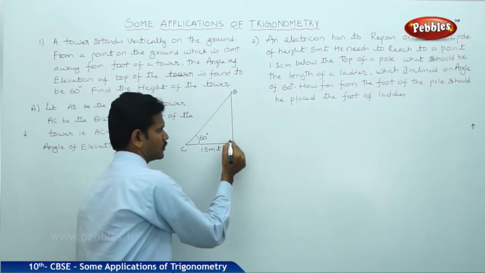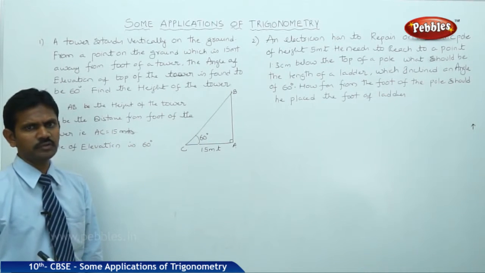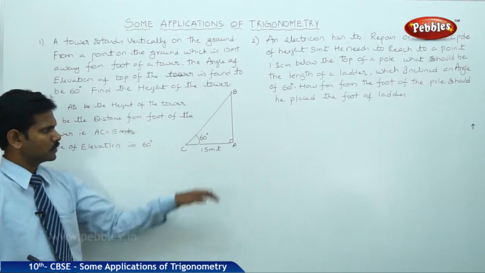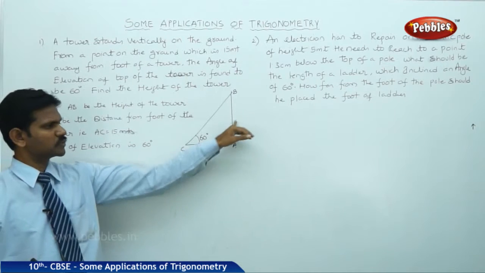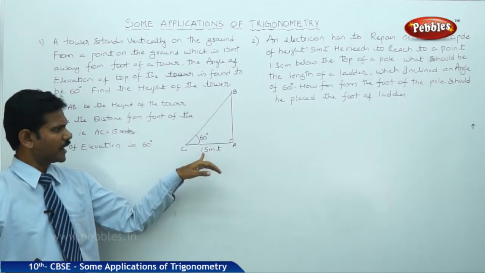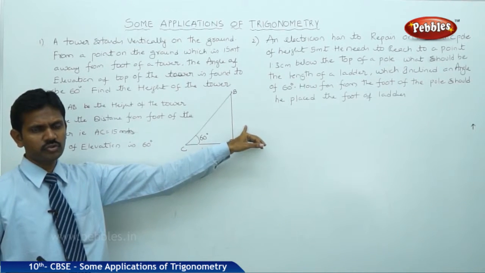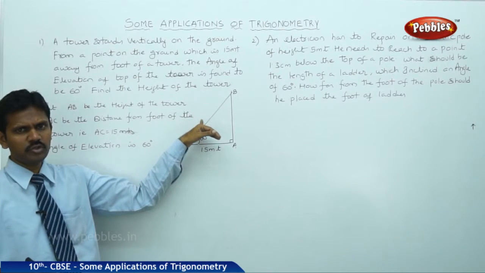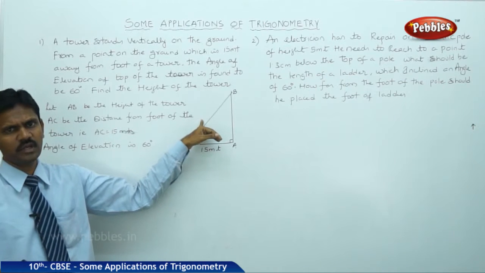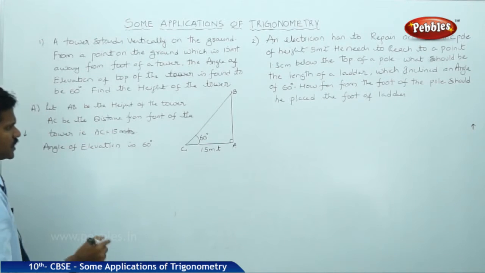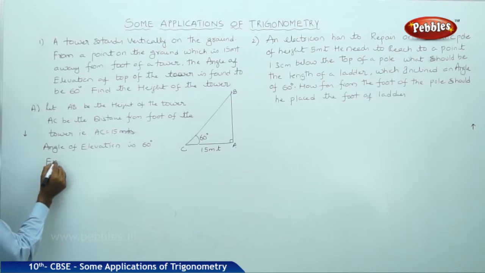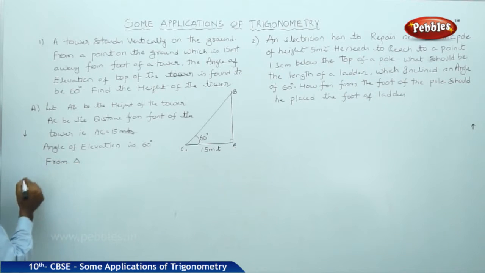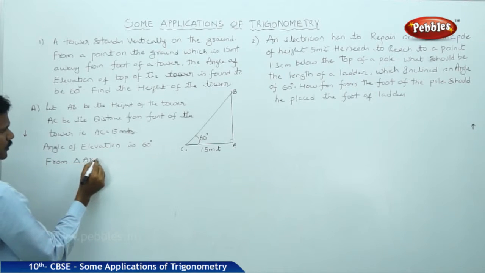Here, in this condition, we have to learn two things. If you know either of the two sides, that is the base or the altitude, use the tan or cot function, or if you know the hypotenuse, use the sine or cos function according to the situation. Now, from triangle ABC.